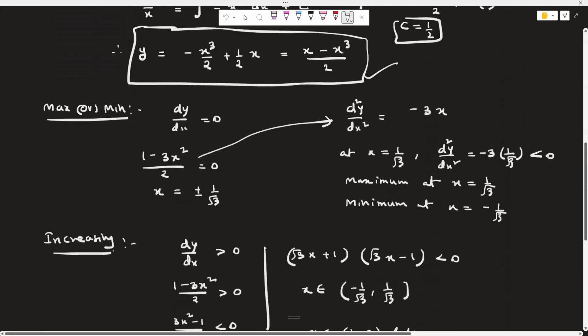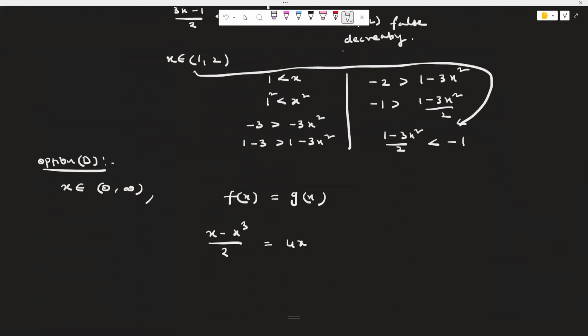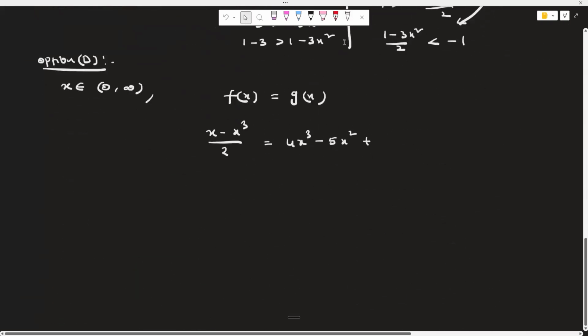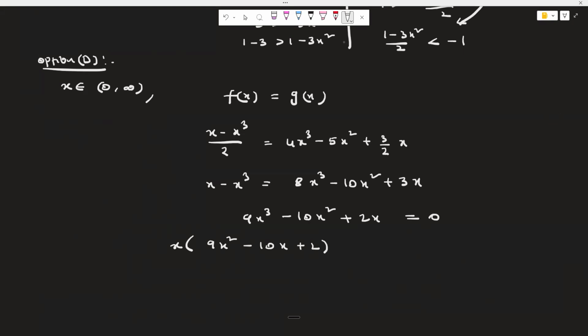Which is equal to g of x. What is g of x? G of x is 4x cubed minus 5x square plus 3 by 2 into x. Now we do cross multiplication. X minus x cube is equal to, after performing LCM as 2, 8x cube minus 10x square plus 3x. So that value will be 9x cube minus 10x square plus 2x is equal to 0. Take x as a common factor: 9x square minus 10x plus 2 is equal to 0.